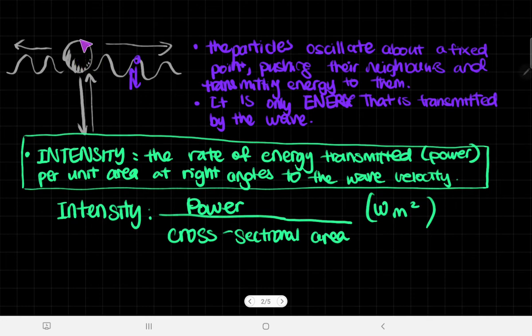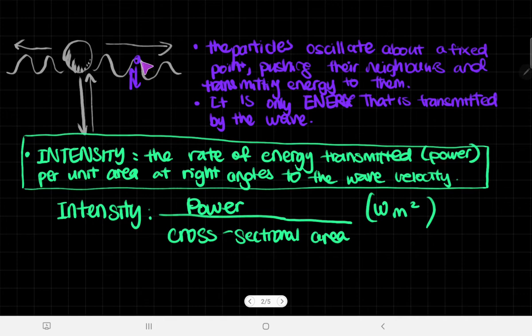As this thing, probably a water wave, goes up and down and oscillates, it creates a wave, as you can see right here, and this looks like water waves. As it oscillates up and down, it pushes the water particles next to it, and these tiny little water particles will also push their adjacent water particles, and that's how this kinetic energy spreads from water particle to water particle. That's basically the whole theory behind waves: the particles oscillate about a fixed point, pushing their neighbors and transmitting energy to them.